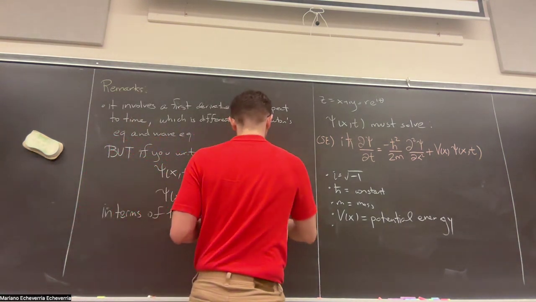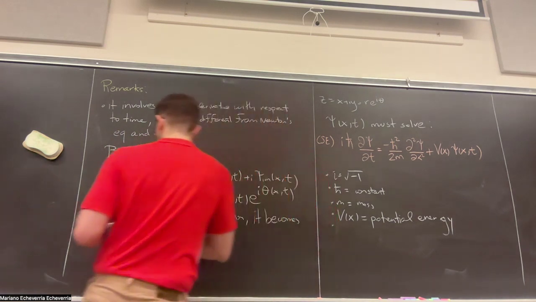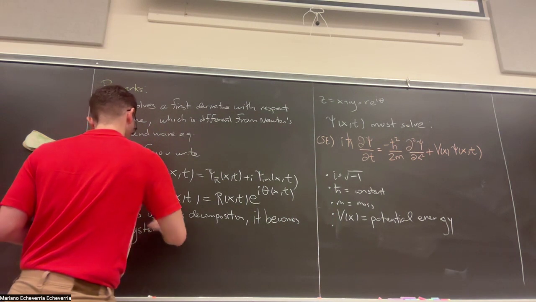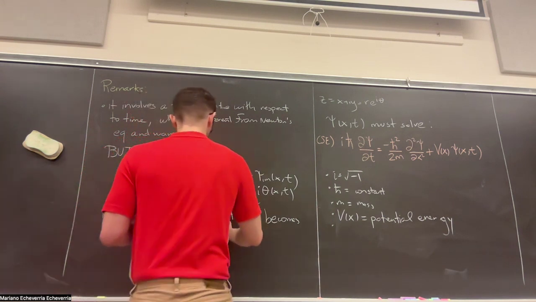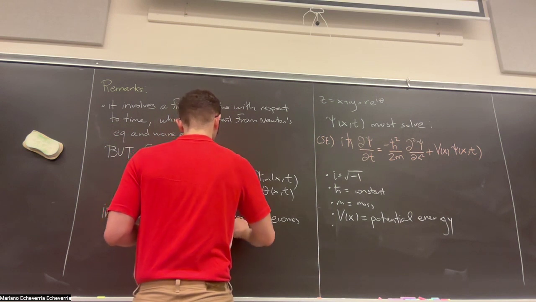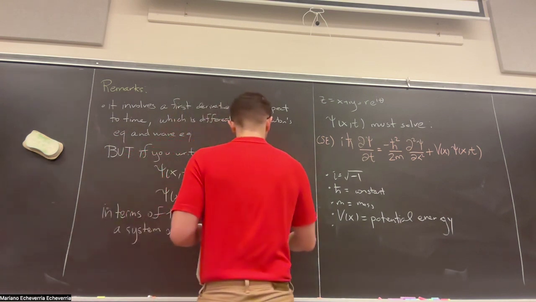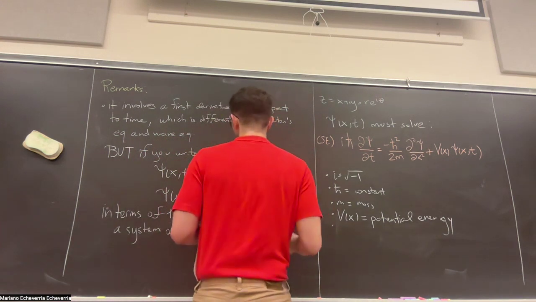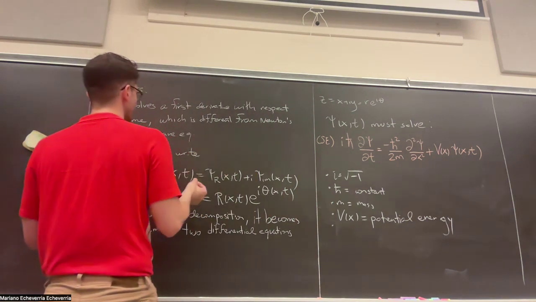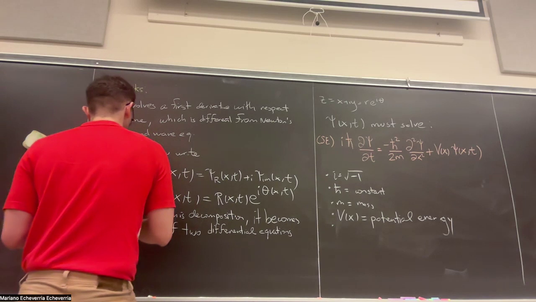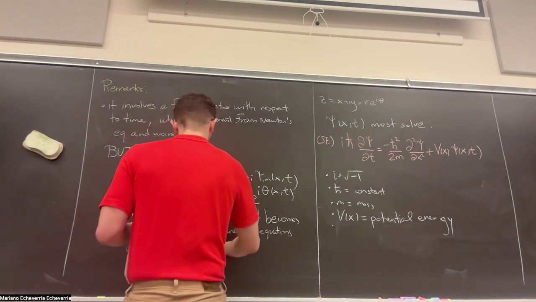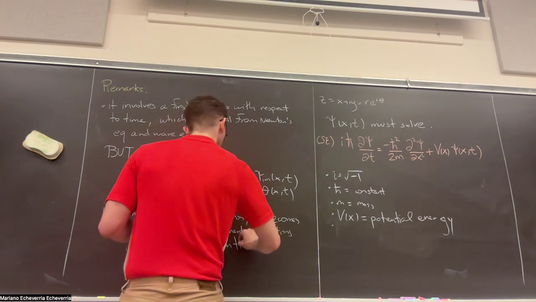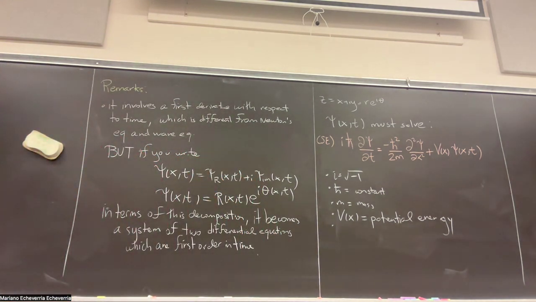It becomes a system of two different differential equations, which are first order in time. This is not that different, in a sense, from how Newton's equations look when you rewrite them in Hamiltonian form, which are first order in time. So since a complex function is two real functions, this is really a system of two equations.